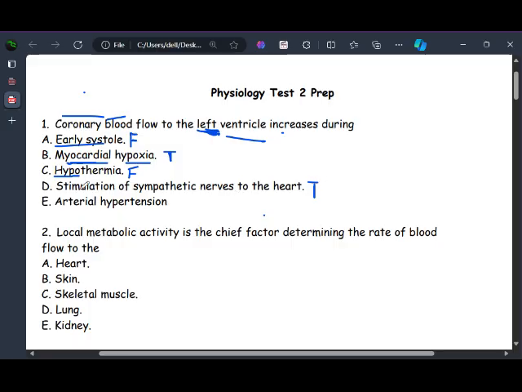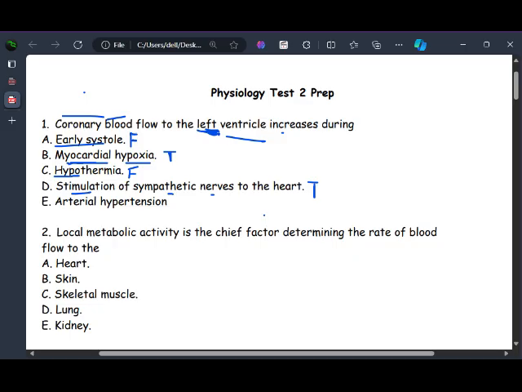So we'll start from what stimulation of sympathetic nerves going to the heart actually does to the heart. Sympathetic innervation to the heart speeds up the rate of beating of the heart, and it also ultimately increases the cardiac output. So the heart is working harder.